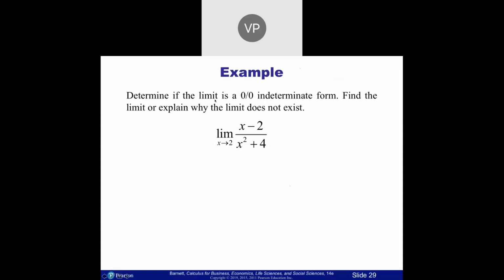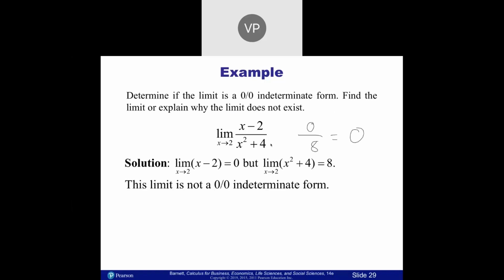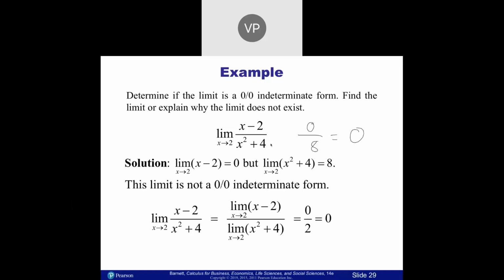So here, same kind of thing. Determine if the limit is an indeterminate form. Find the limit or explain why it doesn't exist. So plug in the 2. You get a 0 on the top, and it looks like I get an 8 on the bottom. So remember, if there's a 0 on the bottom, we have a problem. If there's a 0 and a 0, then we have an indeterminate form and see if something cancels. If you get a 0 on the top and a number on the bottom, that just means 0. That is your limit right there. It's not an indeterminate form. And in fact, it's just a 0.